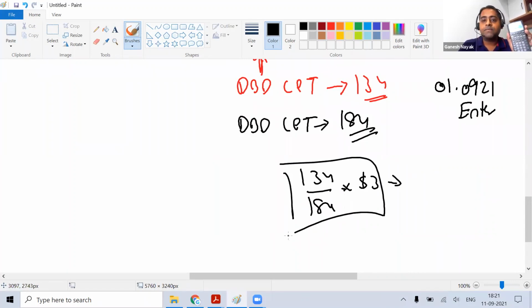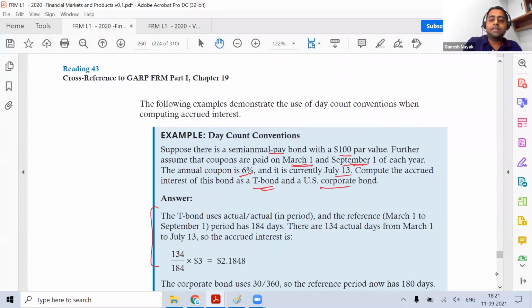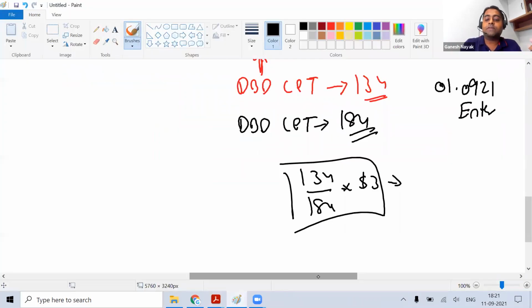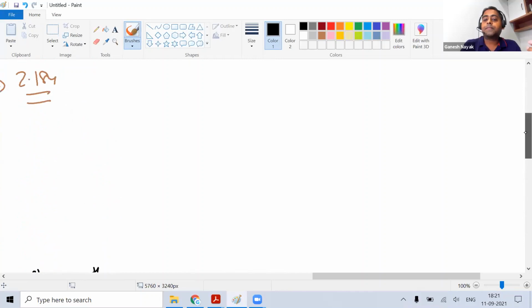Okay. Further part, the only main challenge is to find this number of days. So we have done only the first part of the sum, which is finding the T-bond part. We have done till here. This is the answer that we got. But we also need to calculate for US corporate bond. For US corporate bond, you have to do the same process, but for corporate bond, which is 30 by 360, right? 30 by 360.